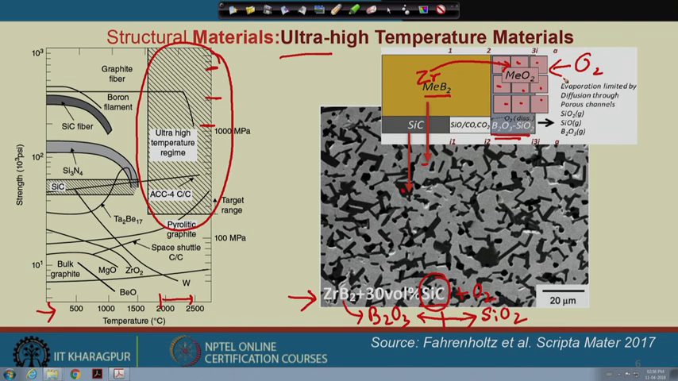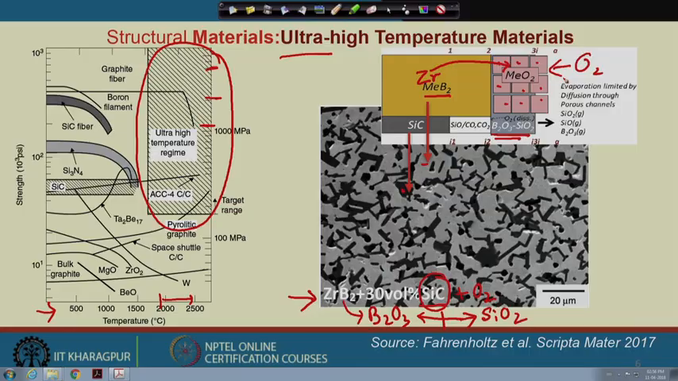And until we have a very definite understanding of the protection mechanism, we cannot develop such kind of composite microstructure, and definitely the strength level is reasonable. And this is a nice example of such ultra high temperature materials.